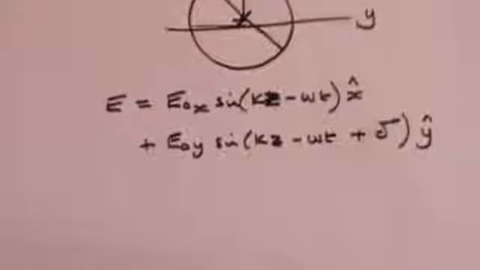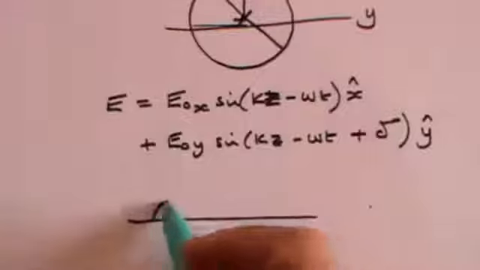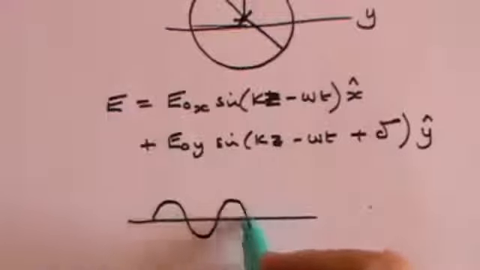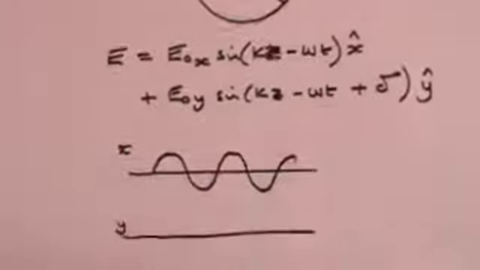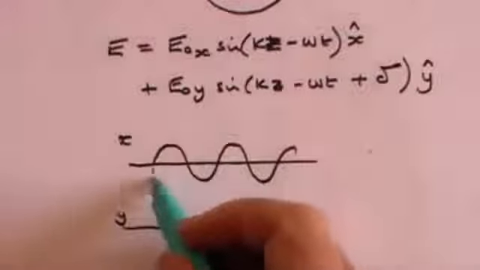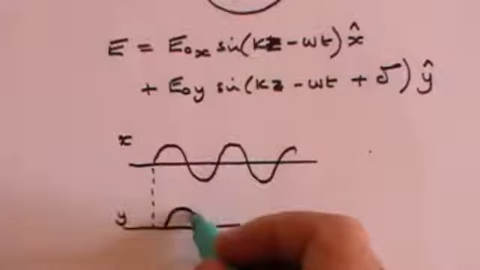What that means is if you take the components of the E field oscillating in the X direction, you might get something that looks like this. And if you take the component that's oscillating in the Y direction, it doesn't have to be in phase, so it doesn't have to start there. It could start here.